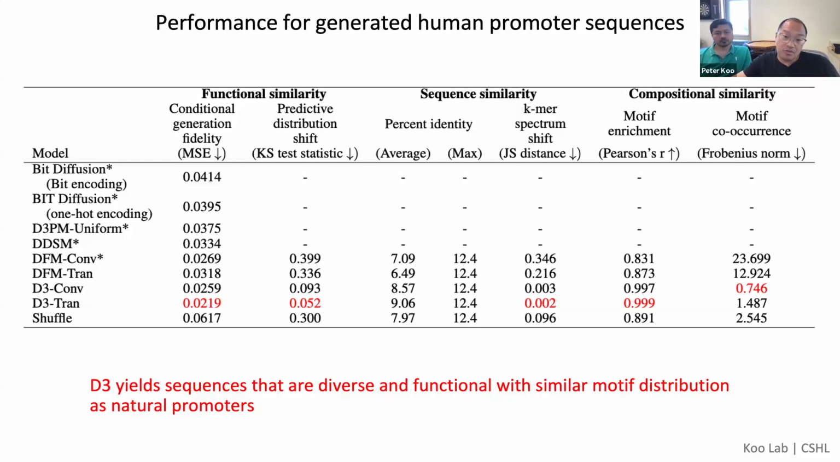And so our results demonstrate that D3 with transformers produces sequences that are not only diverse, but also functionally similar to natural promoters with a lower MSE and a smaller predictive distribution shift. And these synthetic sequences also exhibit motif distributions that closely resemble those found in natural promoters, but the sequences are not being memorized, as indicated by the lower percent identity, or similar percent identity as even random sequences. This suggests that D3 effectively captures the complex patterns and functional characteristics of human promoters, at least through the lens of the supervised oracle.